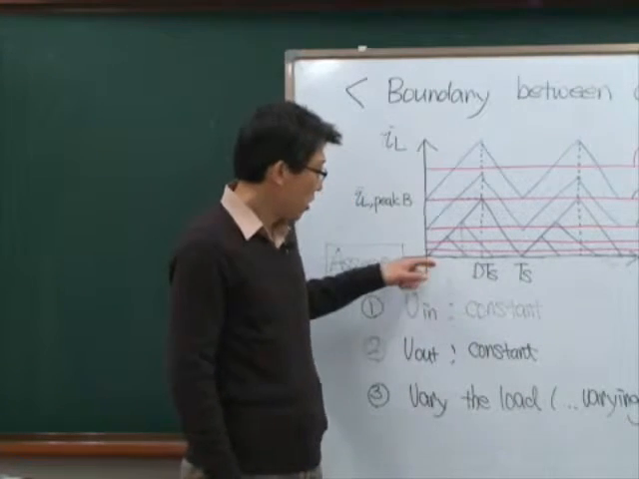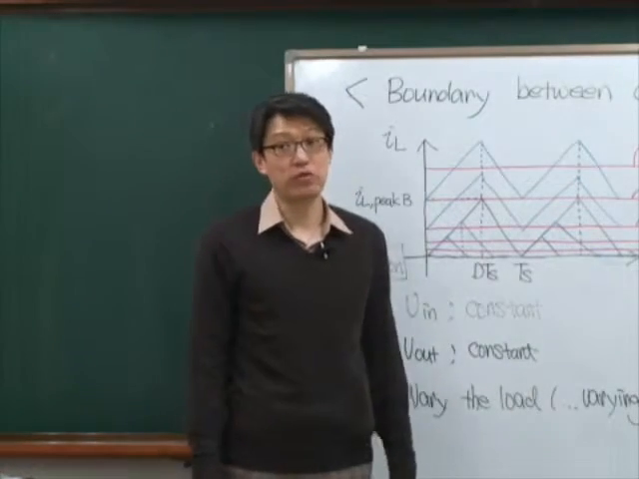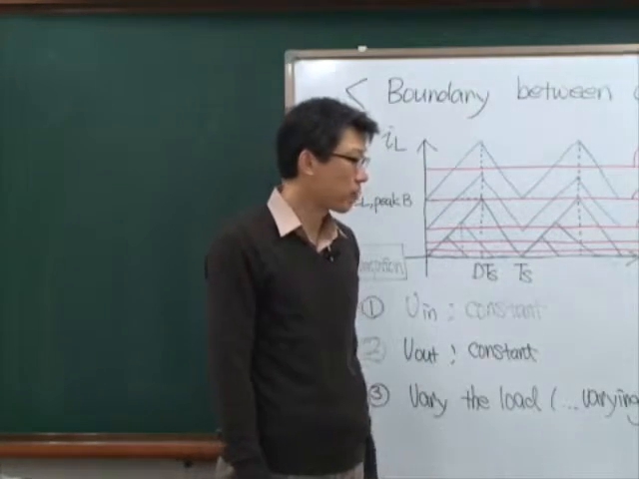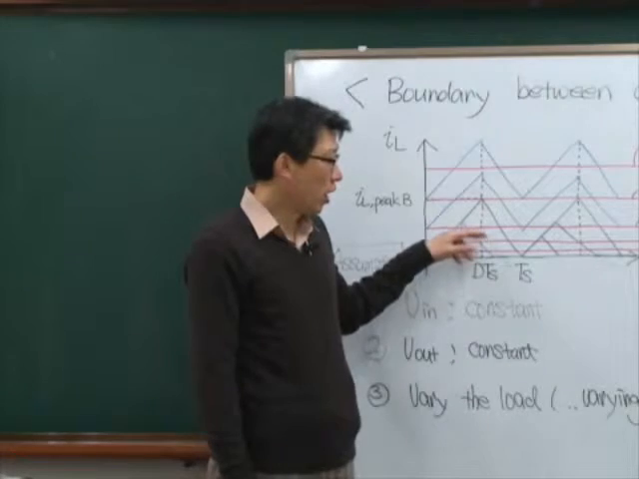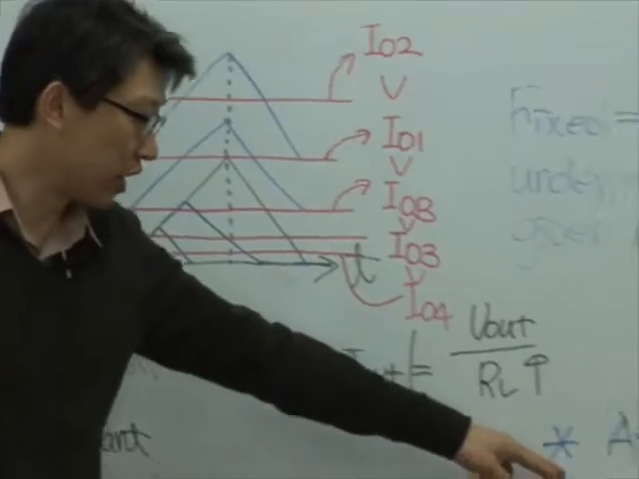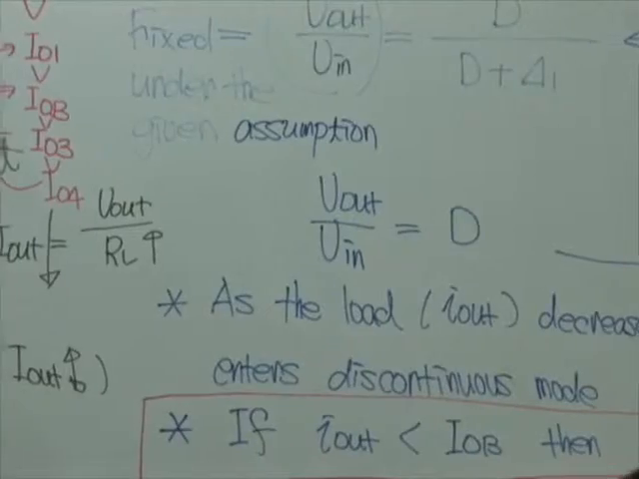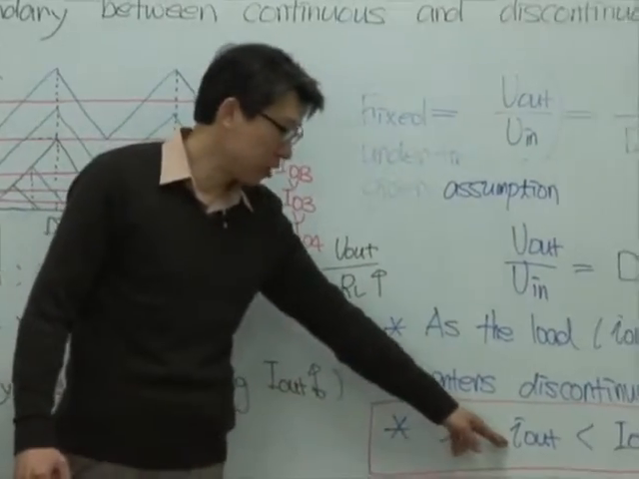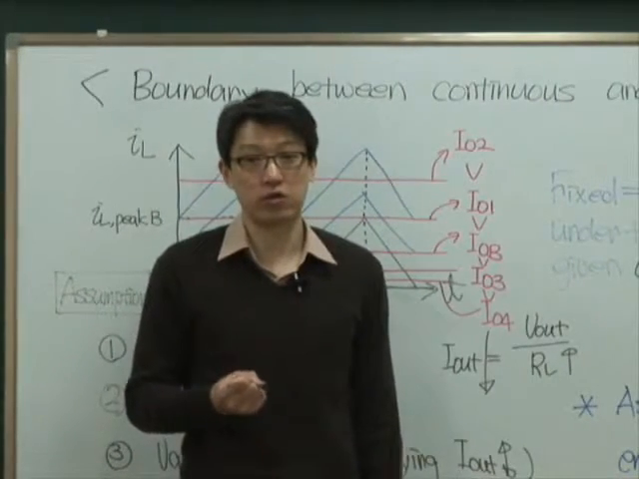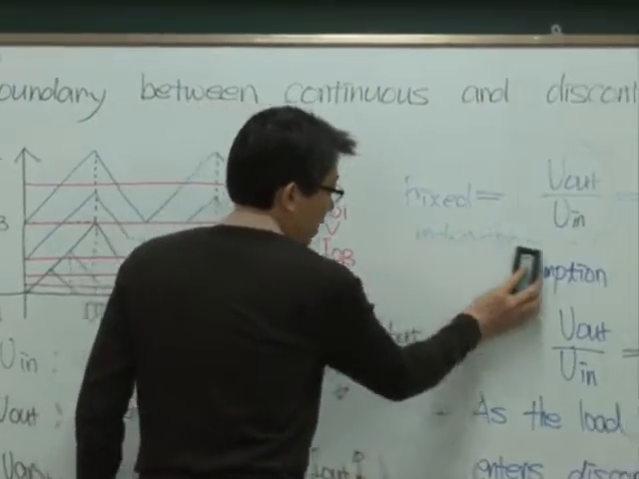So, as I told you before, this black waveform corresponds to the boundary mode. Boundary mode means as soon as it touches the zero, it is again increasing. Okay? So when we have a lower load current than IOB, then now we enter into discontinuous conduction mode. In other words, when the output current is smaller than IOB, then we can say that we operate under discontinuous conduction mode. Okay? So, what is the value of IOB?